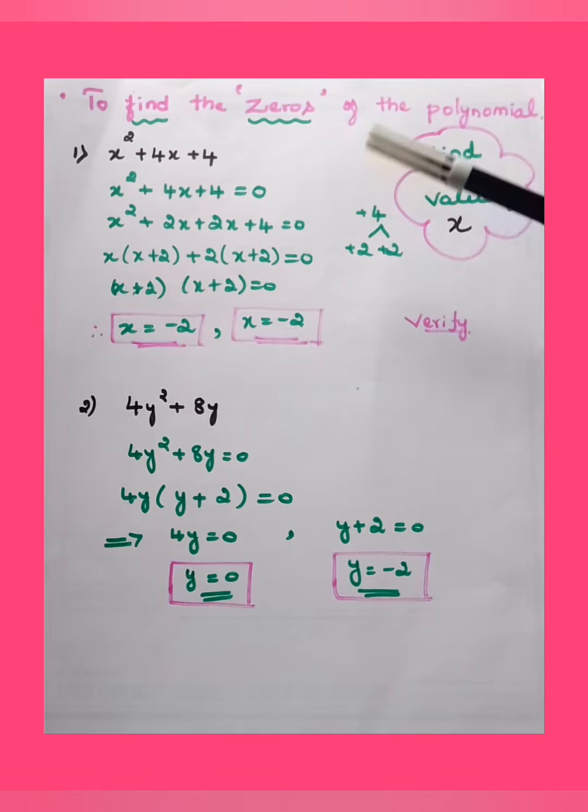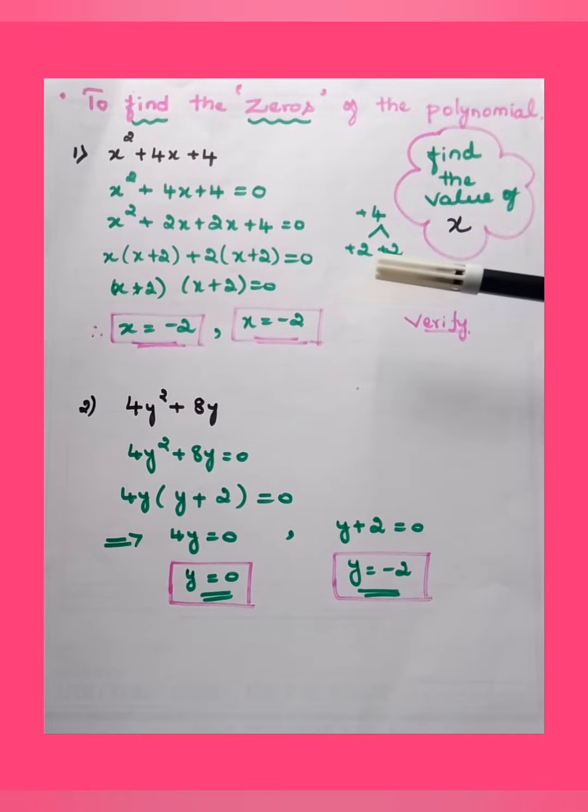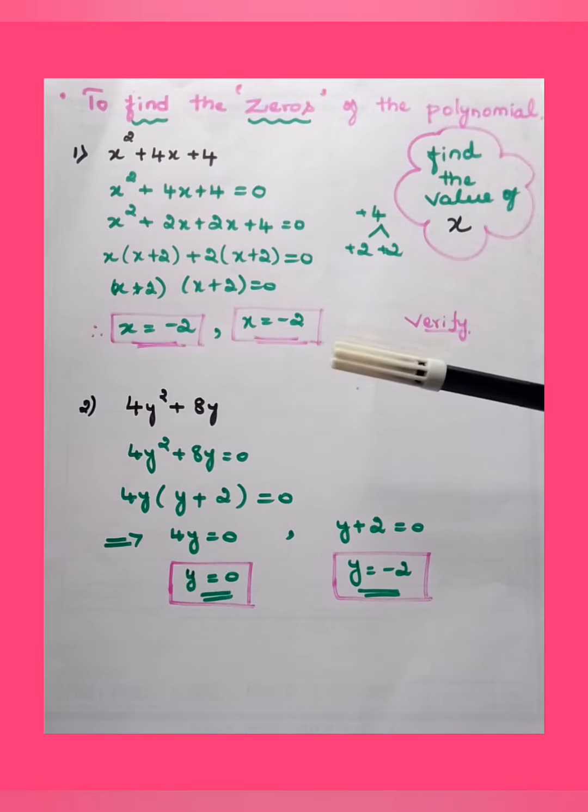So remember, to find the zeros of the polynomial means to find the value of x, y, z, whatever the variable is given. That's it. Don't get confused. Very, very simple.